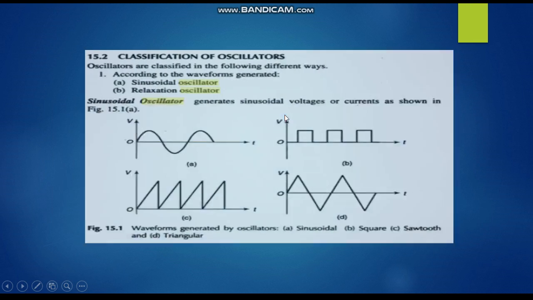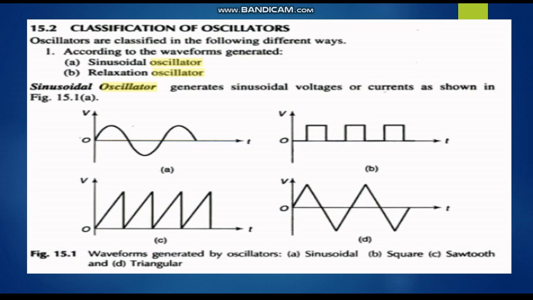Next we are going to see the classification of oscillators. First type, according to the waveforms generated: sinusoidal oscillator and relaxation oscillator. A sinusoidal oscillator generates the sinusoidal voltages or currents shown in the first diagram. A relaxation oscillator also generates voltages or currents that vary as shown in the second, third and fourth diagrams, that is square, triangle and sawtooth. Next type, according to the fundamental mechanism involved: negative resistance oscillators and feedback oscillators.